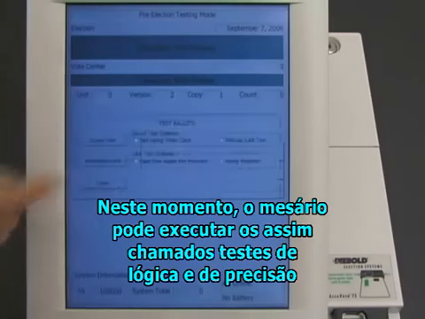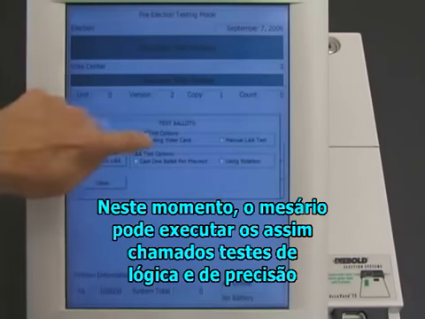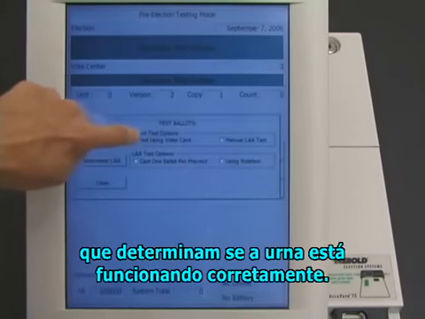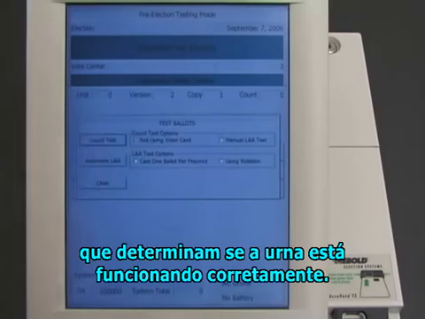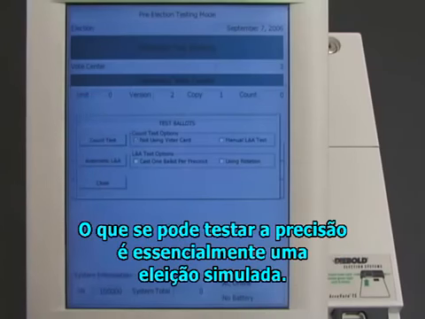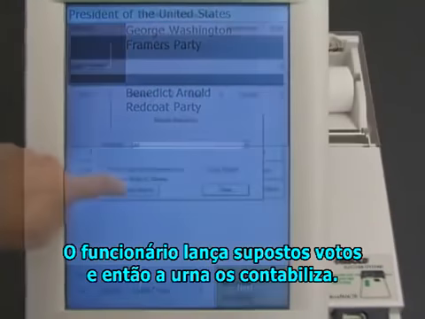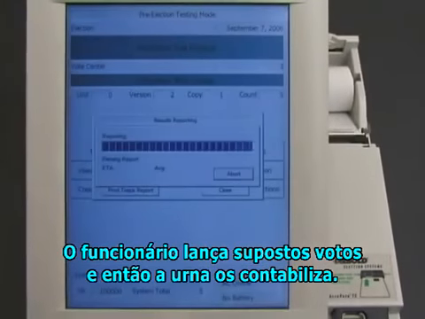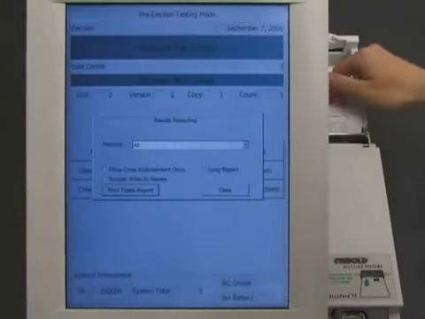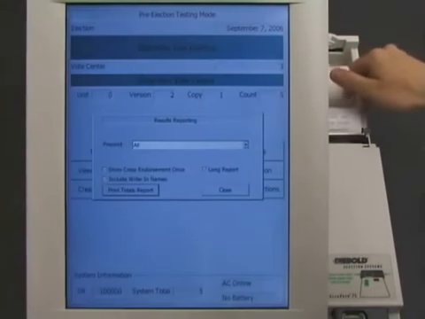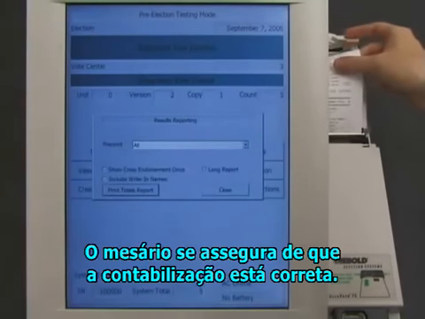At this point, the election worker can perform so-called logic and accuracy tests that are supposed to determine whether the machine is functioning correctly. Logic and accuracy testing is essentially a pretend election. The worker casts pretend ballots, and then the machine counts the pretend votes. The election worker makes sure that the pretend count is correct.